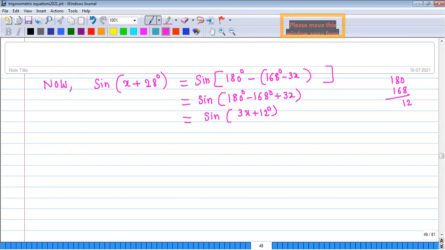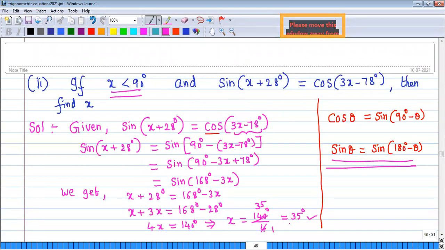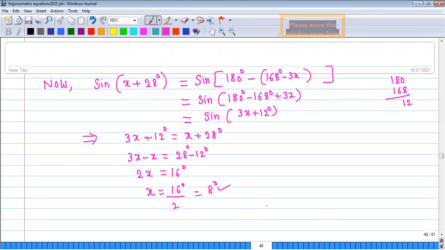If you compare both sides, we get 3x plus 12 equals x plus 28 degrees. Bring x to this side: 3x minus x equals 28 minus 12 degrees. So 2x equals 16 degrees. x is equal to 8 degrees. Now 8 degrees and 35 degrees are both included. So therefore x is equal to 8 degrees and 35 degrees. This is the answer.